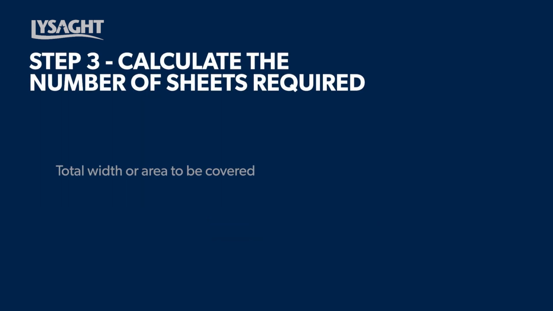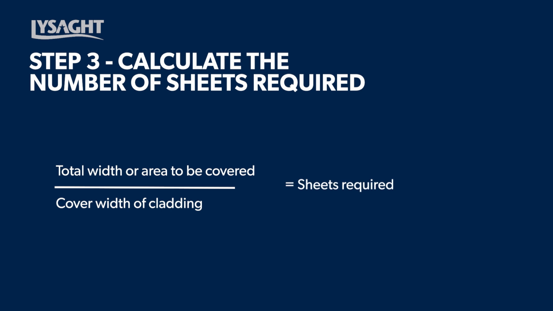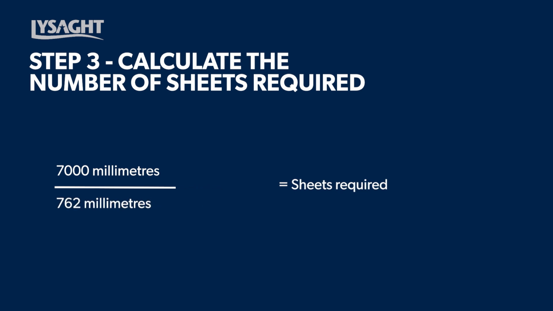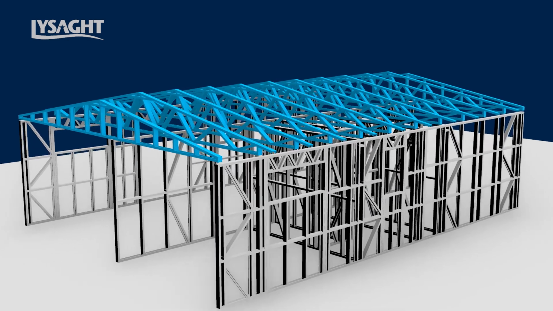Step 3. Simply divide the total width of the roof by the cover width of one sheet to get the number of sheets needed. For example, the total roof width is 7,000 millimeters and the cover width is 762 millimeters. 7,000 divided by 762 is 9.18 sheets. We then need to round up to 10 sheets.